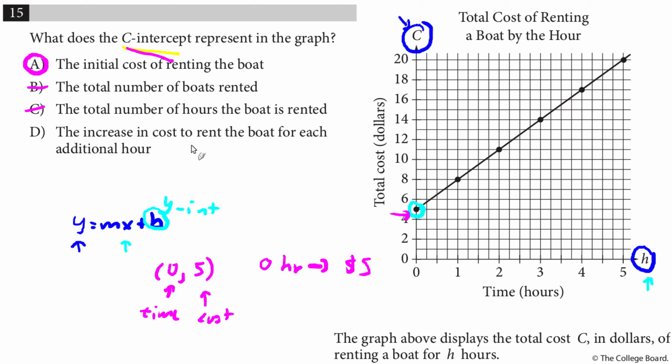So if I look at this, at 0, I have $5. At 1, I have 8, and it keeps going. At 2, I have 11. I can see that I'm actually increasing by $3 per hour, and that's because that's the slope, up 3 units over 1. Noticing that this step here is 1, even though I see 4 boxes. So A is the only one that makes sense.